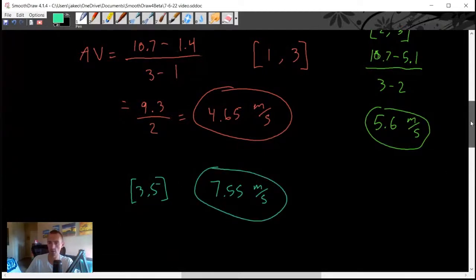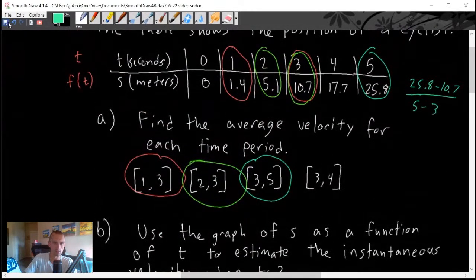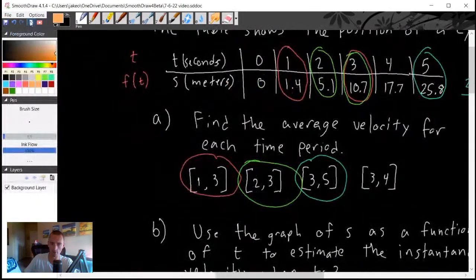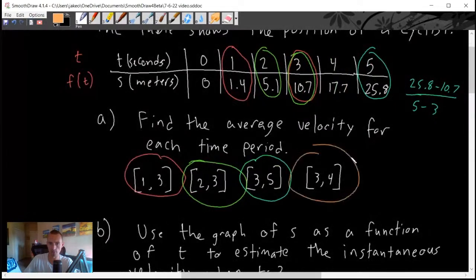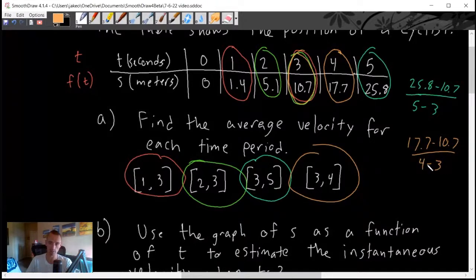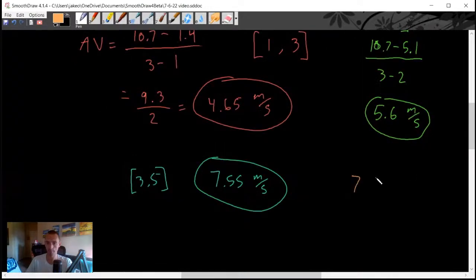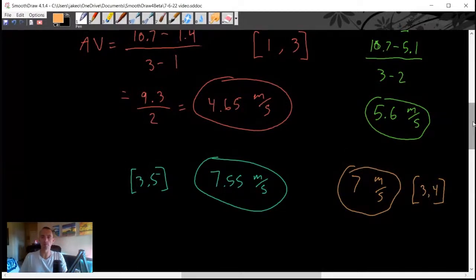And then lastly, we're trying to find the average velocity from 3 to 4. So that's going to use the output at 4, the output at 3. So 17.7 minus 10.7 over 4 minus 3. 17.7 minus 10.7 is 7. 4 minus 3 is 1. So that's going to be 7 meters per second. And that's going to be for 3 to 4. Okay, so we found these 4 different intervals.